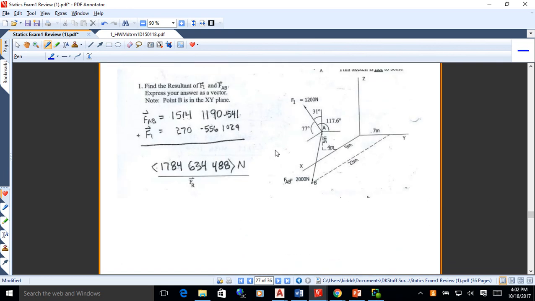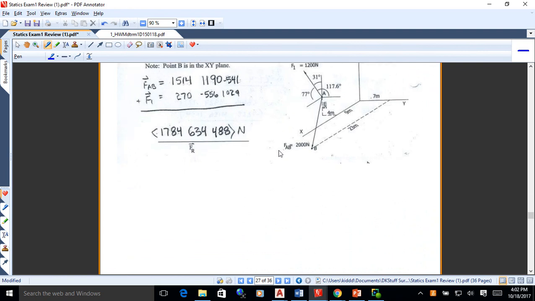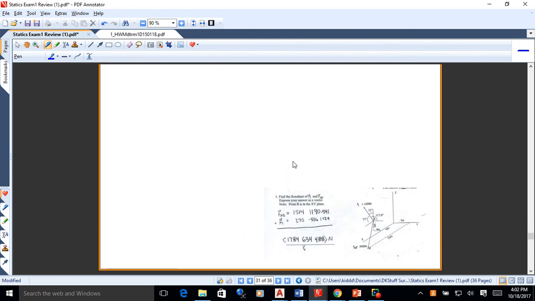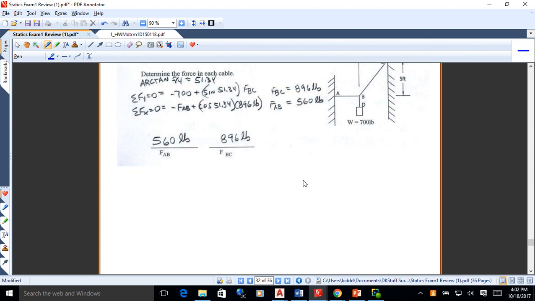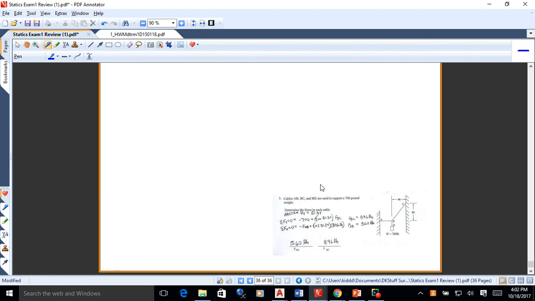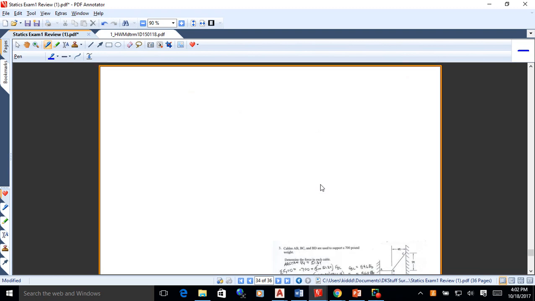Here's another one, finding the resultant of F1 and FAB. And then here's a 2D equilibrium problem. Okay, so that's just some example problems that I uploaded. Be sure you study everything. Don't just study the example problems. They're just an indication of what the test might look like. So that's just some ideas of what previous problems have looked like. That will get you prepared for what you're going to be doing on the test on Monday.